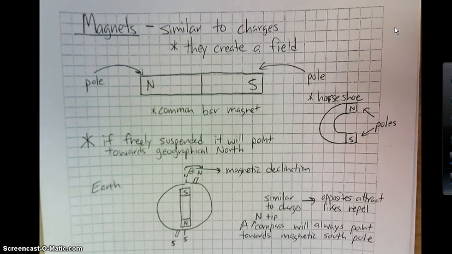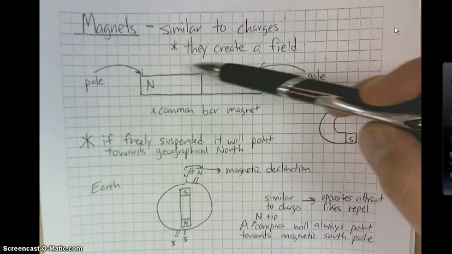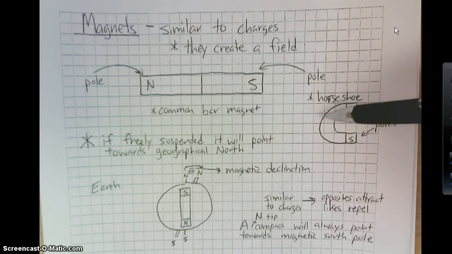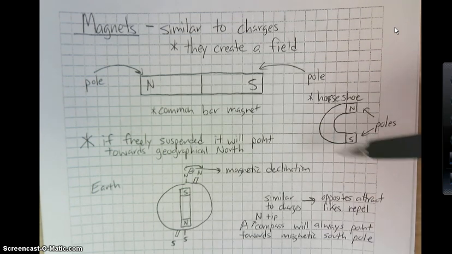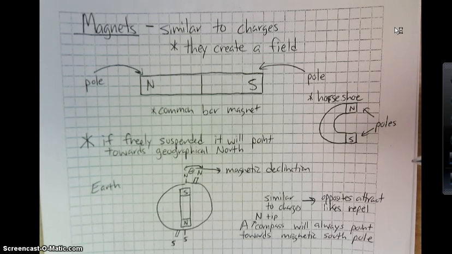Okay, now I've drawn a couple different diagrams here. I've got a simple or common bar magnet, and then I've got some sort of horseshoe magnet. These are pretty common ones, or you can get the little flat round disc ones where one side is north and the other side is south. One thing to keep in mind is that magnets are north and south based on the material itself. It's a quality of a magnet to have a north and south pole.